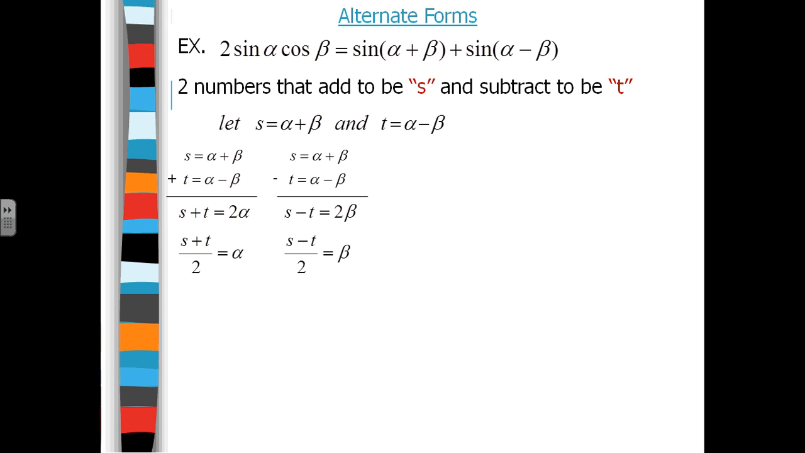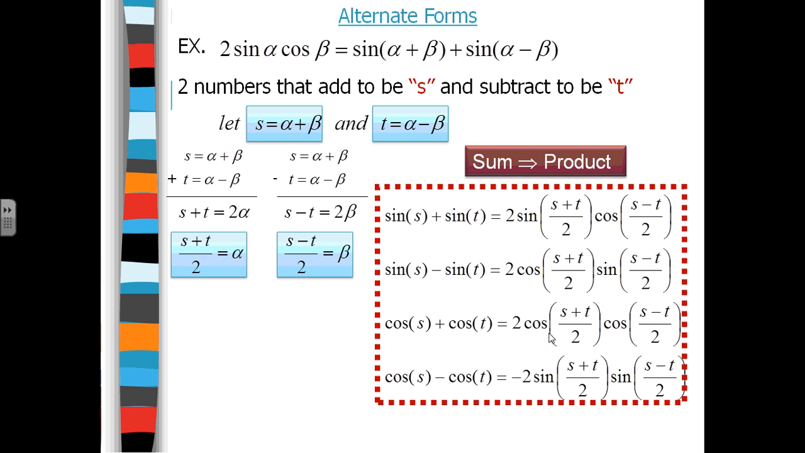So now I can take this expression, the alpha plus beta, and replace it with s. So right there, this will turn into an s. Take alpha minus beta, replace it with t, so this is going to turn into t. And then this alpha and this beta are going to get replaced with these 2 expressions. So when all of this gets plugged into this identity, and I'm just going to show all of them for you, but this first one right here, this is the sine of s plus the sine of t is equal to the, here's the 2, the sine of alpha, which is s plus t over 2, times the cosine, and there's beta right there, s minus t over 2.